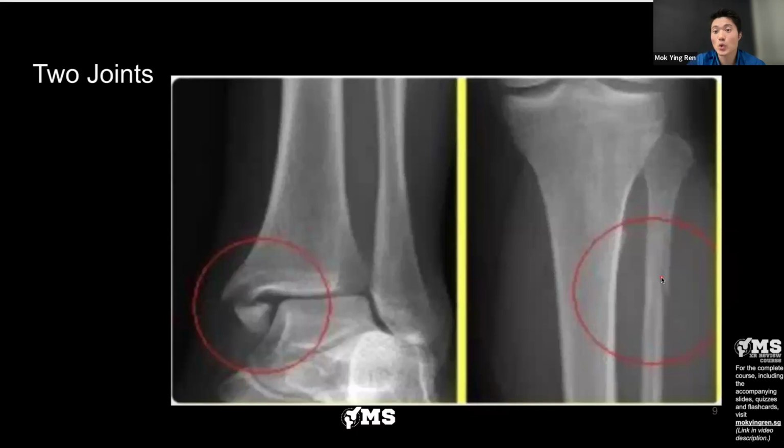Alright, so this is known as a Maisonneuve injury. What has happened is that the fracture occurred at the ankle and then the forces went up along the interosseous membrane, continuing up and then exiting at the fibula. So therefore, if you did not take an X-ray of the knee, you would have missed the Maisonneuve injury.